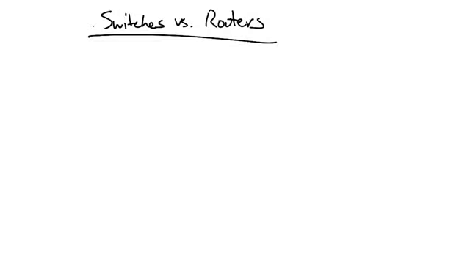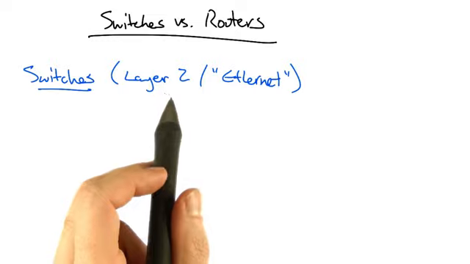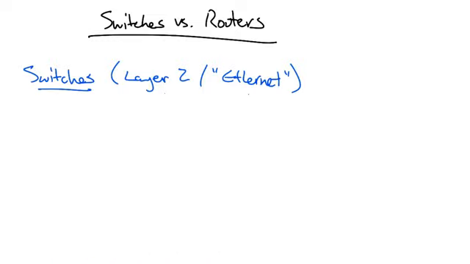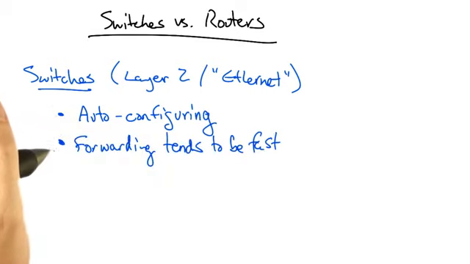Let's do a quick comparison of switches and routers. Switches typically operate at layer 2. A common protocol at layer 2 is Ethernet. Switches are typically automatically configuring, and forwarding tends to be quite fast, since packets only need to be processed through layer 2 on flat lookups.